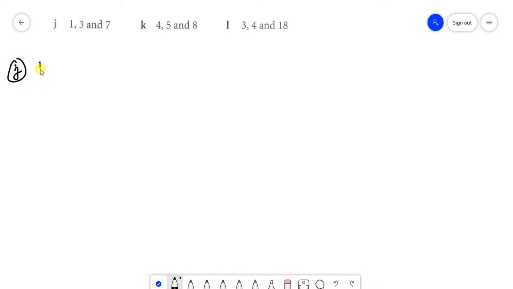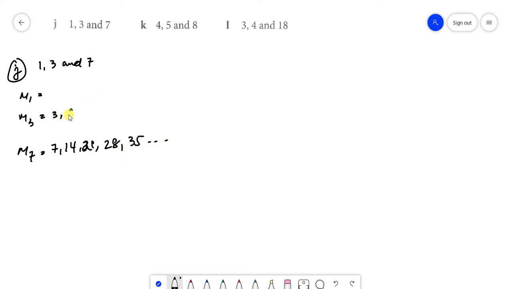For J we have 1, 3, and 7. So the multiples of 1, 3, 7. Let's write the 7 first. 7 1s are 7, 7 2s are 14, 7 3s are 21, 7 4s are 28, 7 5s are 35, and so on. 3 1s are 3, 6, 9, 12, 15, 18, 21, 24, and so on.